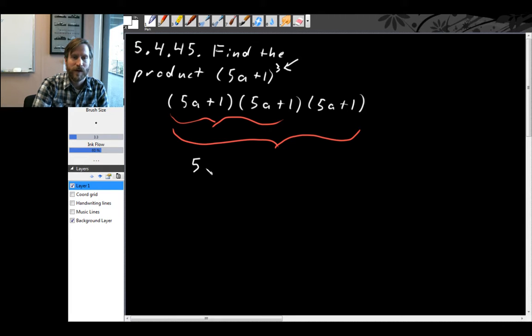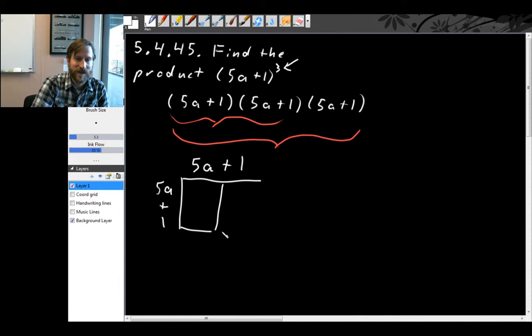So we're going to multiply 5a plus 1 by 5a plus 1 like this, and we'll get our box going here. 5a times 5a is 25a squared. 5a times 1 is 5a. In the lower left corner, 1 times 5a is 5a. And then lower right corner, 1 times 1 is 1.